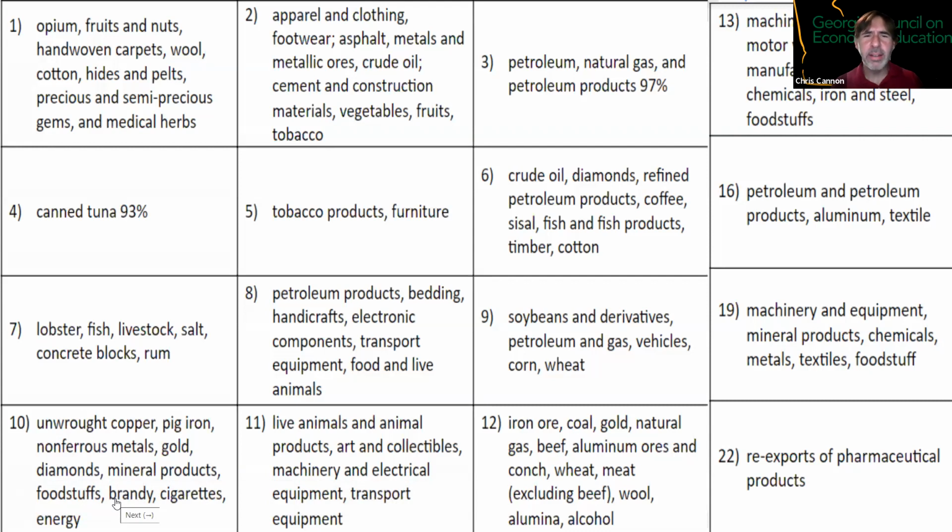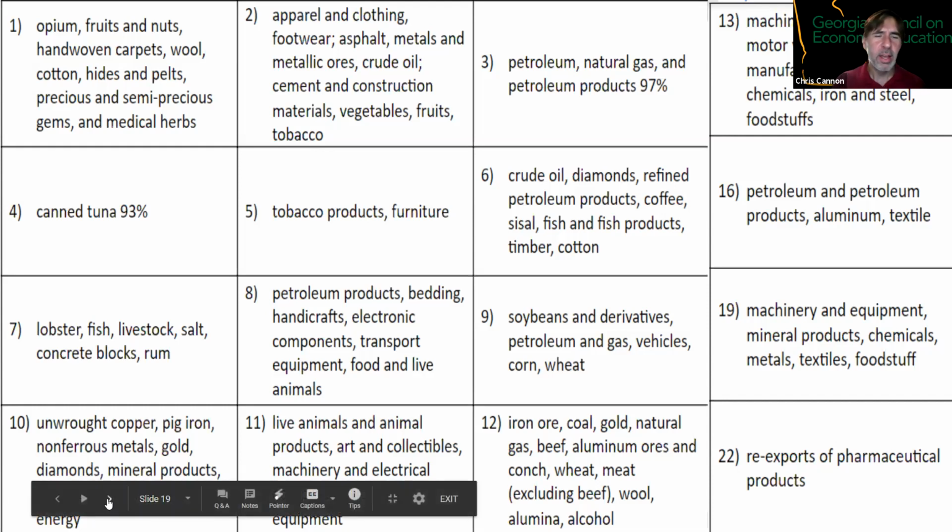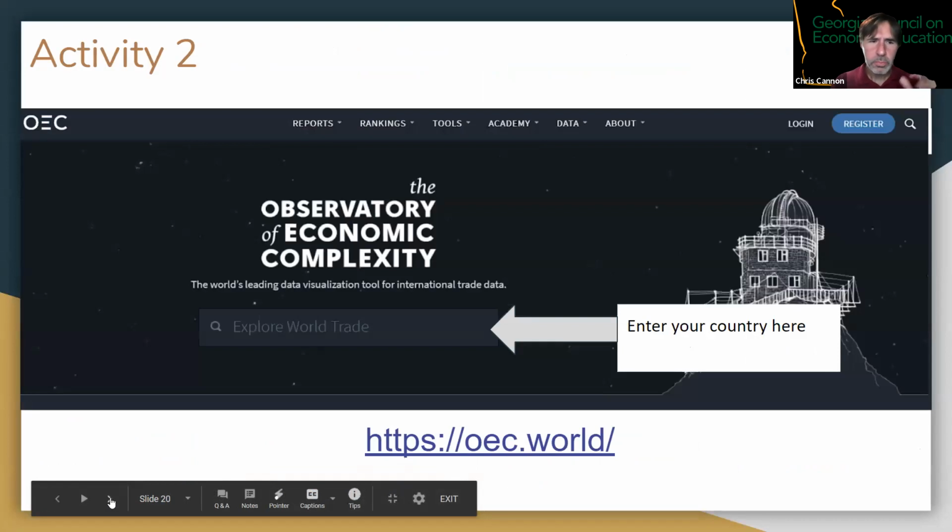I bet, just guessing here, you're probably not dedicating a lot of resources to producing apparel and clothing and footwear and things like that. So 4 and 2 then might make a good trading partner. All right, so you get the idea. This is specialization. And like I said, the list of countries is actually in the lesson plan.